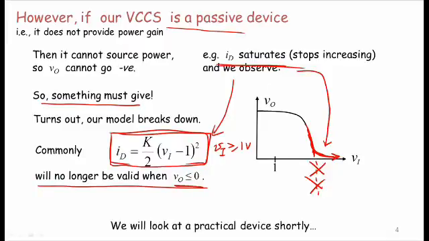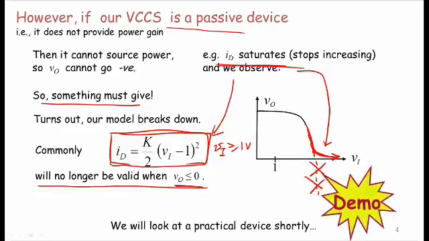We will look at a practical device in the next sequence and really try to model that part of the behavior as well. For now, let me show you a demo, because I actually do not have an ideal dependent source in my lab. I actually have a passive device. In this demo, you will see that the device does not go negative. The voltage does not go negative. Rather, it's going to saturate out, as expected, because the current equation is no longer valid because of the properties of the device.